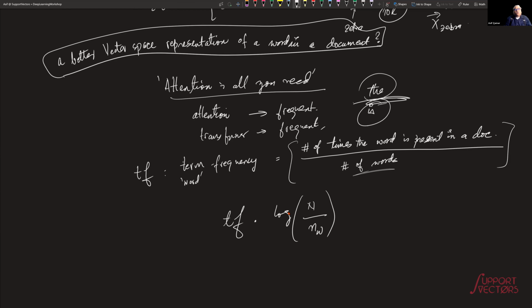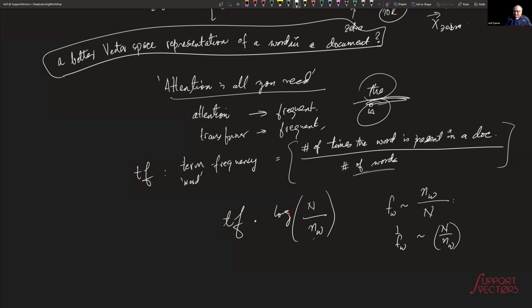How frequent is the word across the documents? It is the same thing. The number of documents that contain the word, divided by the total number of documents. Do you realize that this is again frequency? It's a form of frequency. In a way, it is a measure of the relative frequency of the word. How frequent is it across documents? And so 1 over FW would be N over NW, right?